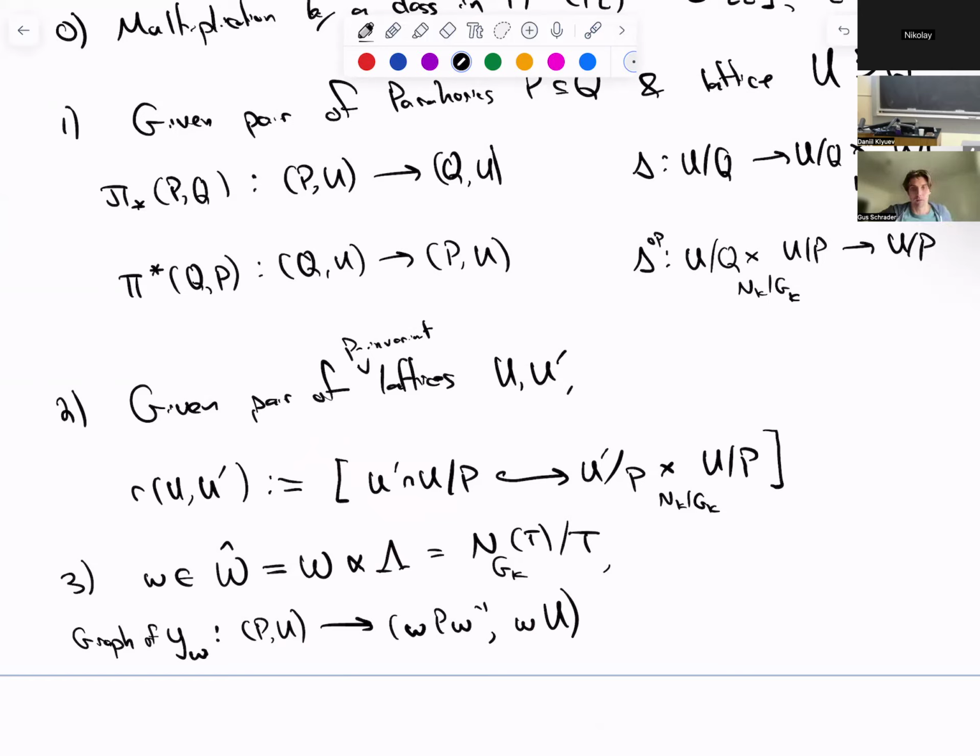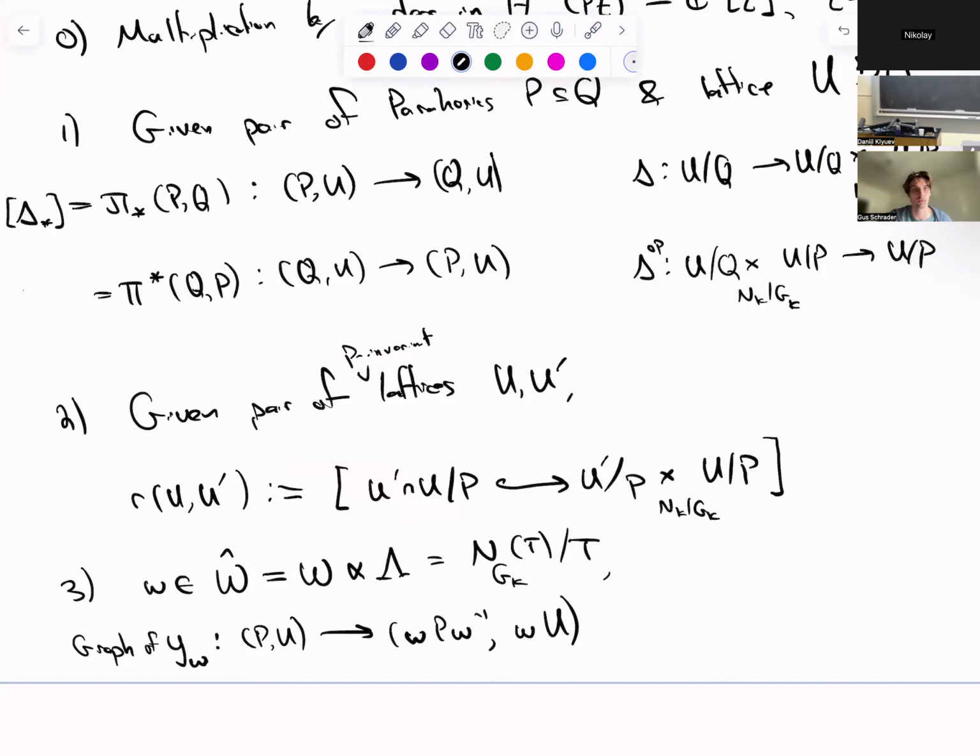Sorry, what are these deltas? Those are the diagonal. Well, I want to call it, this is what Ben Webster used for his notation. He calls it the opposite diagonal. I'm not sure why it's called opposite. And you sort of reverse the arrows and use the other inclusion.